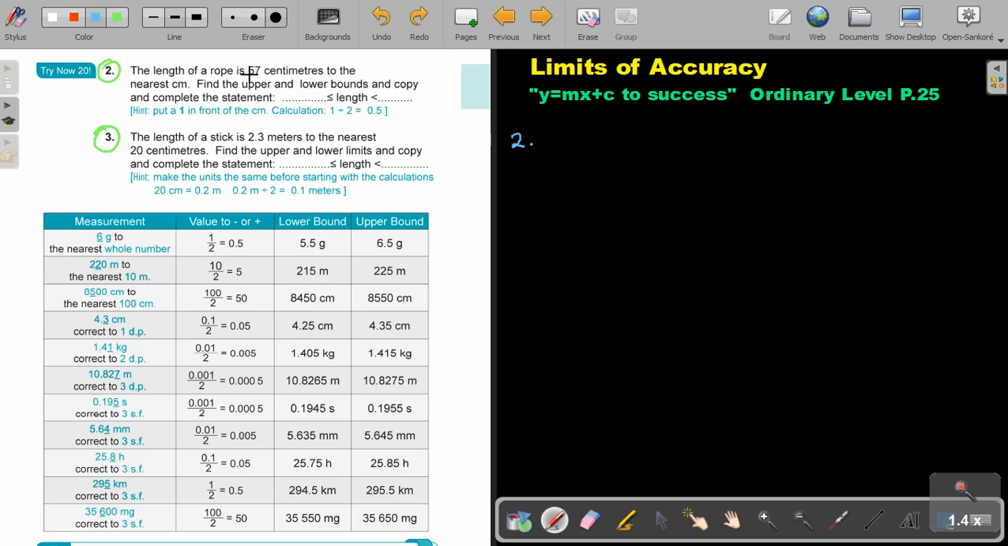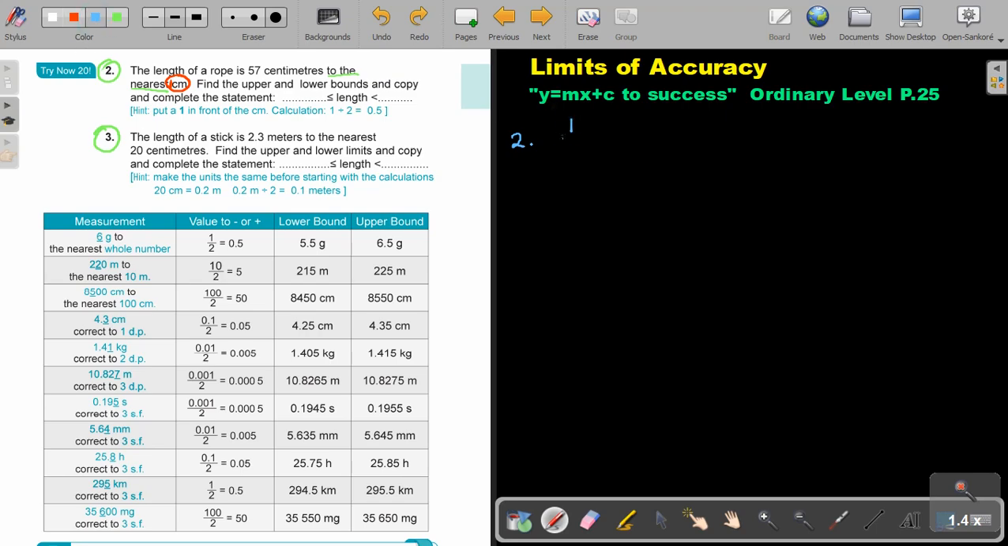The length of a rope is 57 centimeter to the nearest, oh, and let's just say centimeter. But remember, if there's nothing in front, what is standing there in front? It's a 1. So find the upper and the lower bounds and copy and complete the statement. So I'm giving you the hint here. Put a 1 in front of the centimeter. So it's actually to the nearest 1.